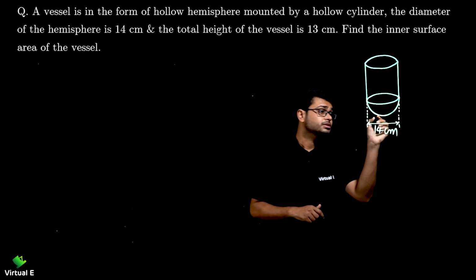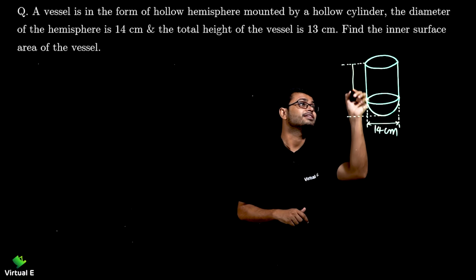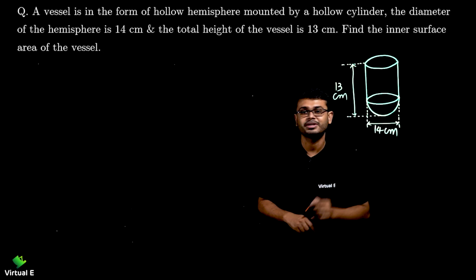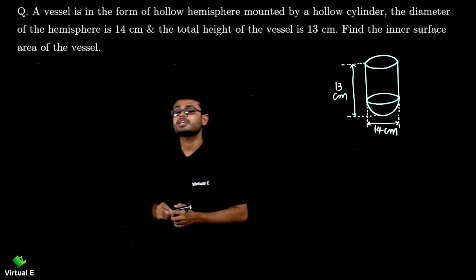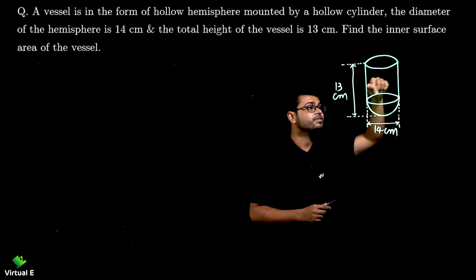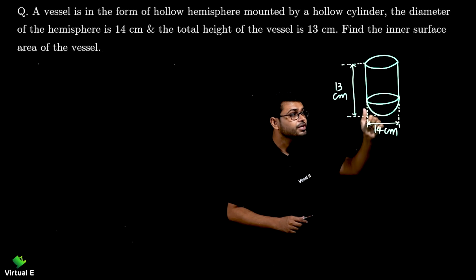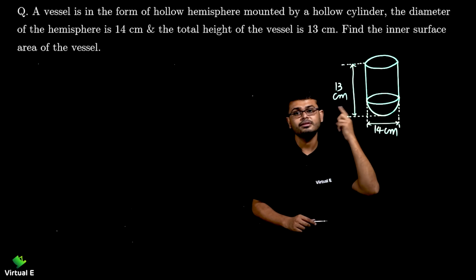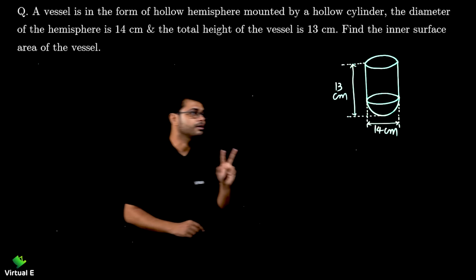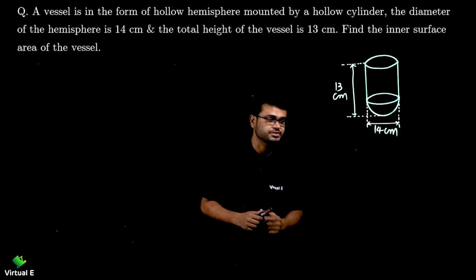From this one to this one, I think 13 will be longer than the 14. Let it be. Just for the purpose of understanding, we have drawn this. No worries. Find the inner surface area of the vessel. So we need to find the inner surface, which is this cylinder is hollow, this sphere is also hollow. So we need to find the surface area of the hemisphere, then the inner surface area of the cylinder. So remember, there are two shapes over here, one is hemisphere, another is cylinder. So let's start with the hemisphere first.